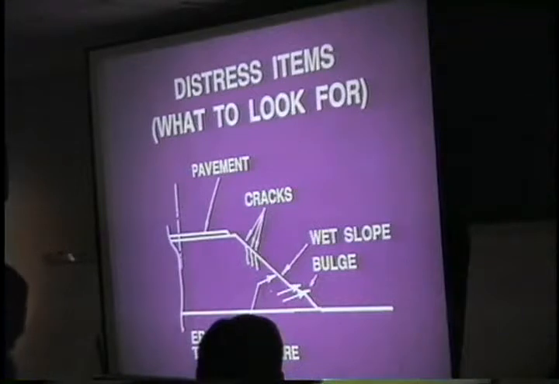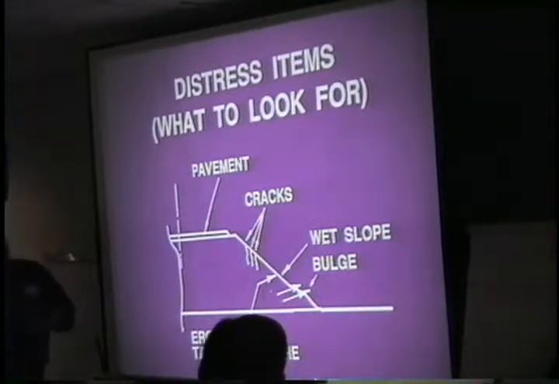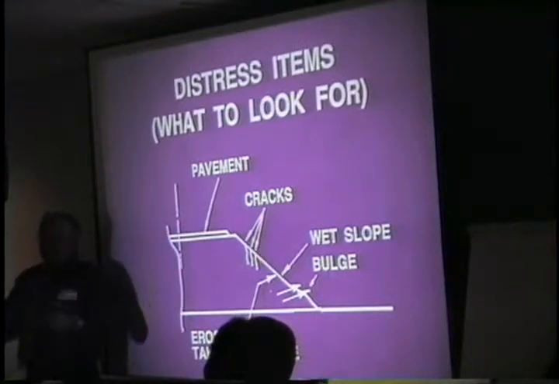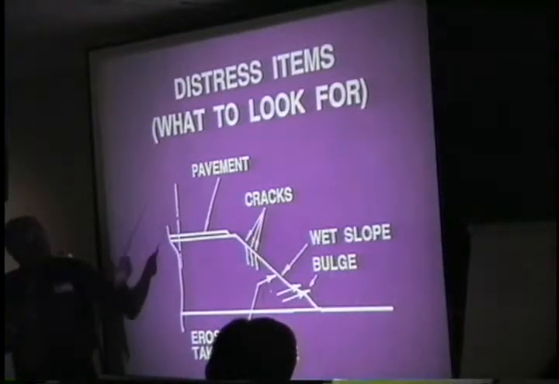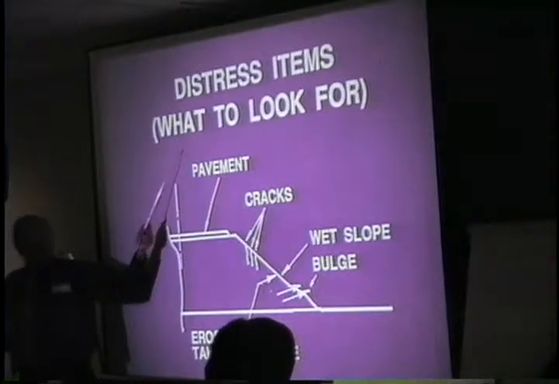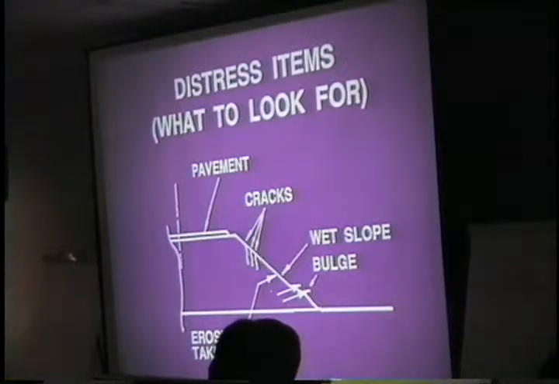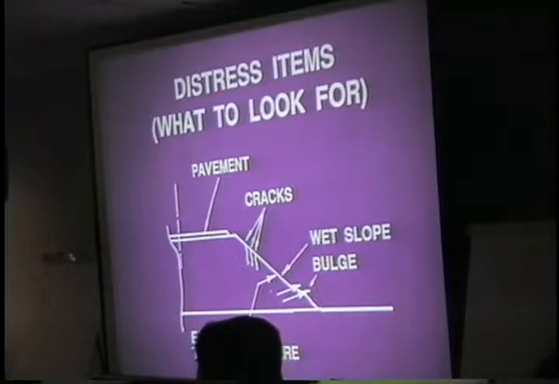The workshop is going to get into discussion of distress items. You maintenance guys are out there driving the different highways, and what should you be looking for? They'll give you symptoms of a potential problem. And we're going to talk about some of the things that might be occurring out there, in terms of either cracks or moisture or maybe bulges in different places that can tell you that there's a problem developing.